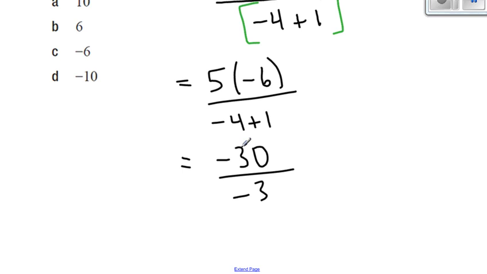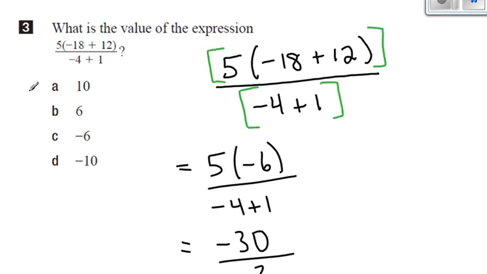Now finally, all I have is a number divided by a number. A negative divided by a negative is a positive. 30 divided by 3 is 10. So the answer is 10, which is A.